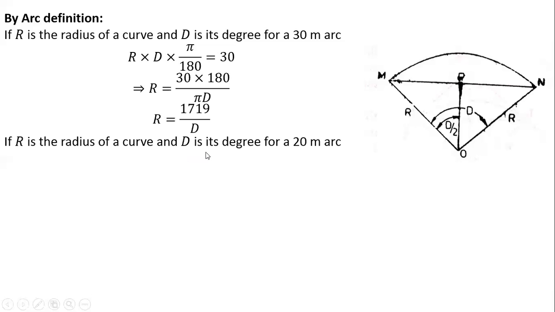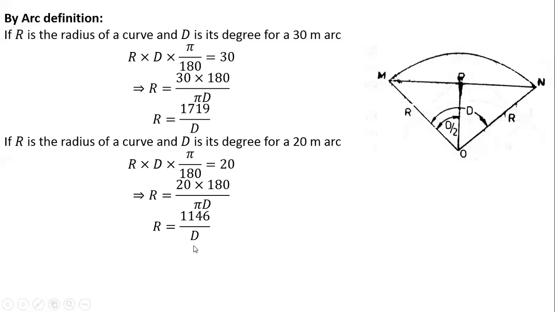Now, if R is the radius of the curve and D its degree for a 20 meter arc, the formula for 30 meter is what we saw. For a 20 meter arc, R into D into pi over 180 is equal to 20. Solve it, and you will get R is equal to 1146 over D. So you have two formulas. If you are plotting the curve with the help of a 30 meter tape, use the first formula. If you are plotting or designing the curve using a 20 meter arc or 20 meter tape, use the second formula.